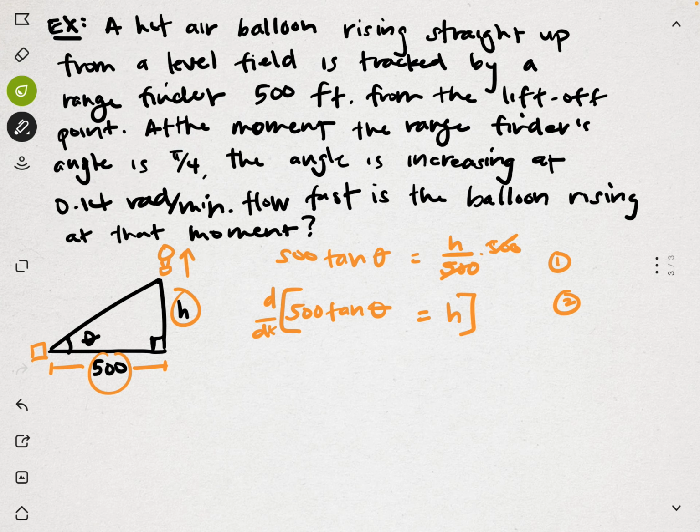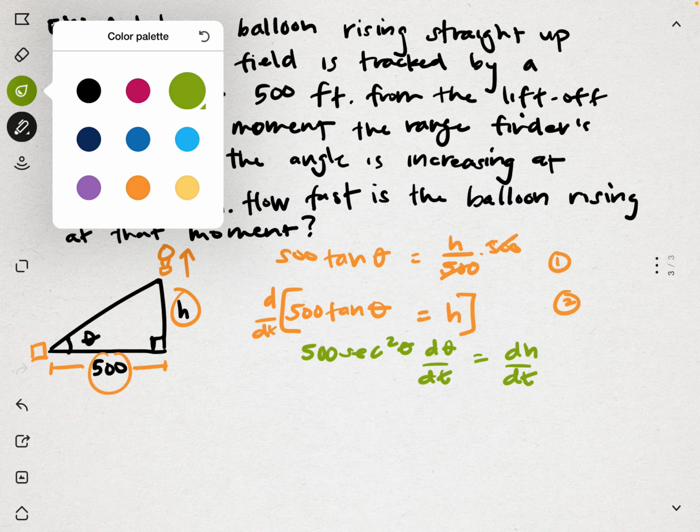Okay, so when we do the derivative here, 500 tangent theta, the 500 is unchanged, but the derivative of tangent is secant squared theta. And then we're going to do d theta dt, right? Because we have that variable theta in there. And then the right hand side is just going to be dh dt. Okay, so that's step 2. And then step 3 is we're going to plug in all our applicable information.